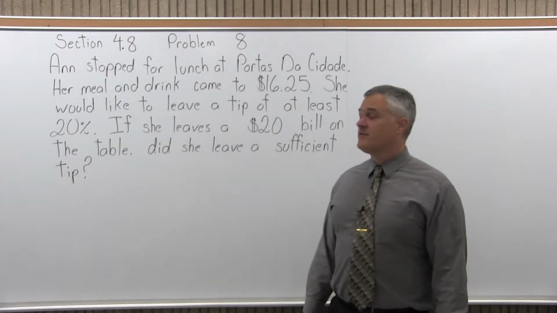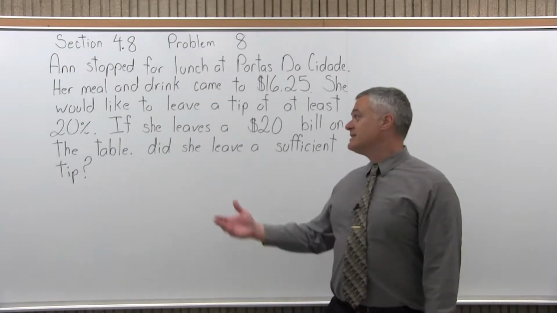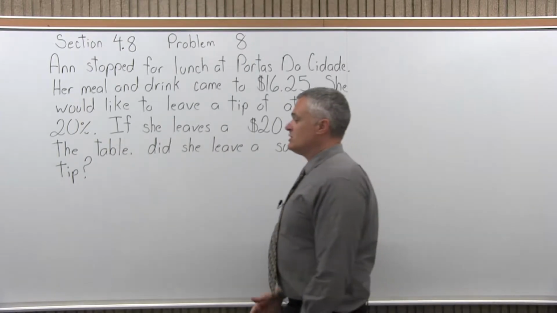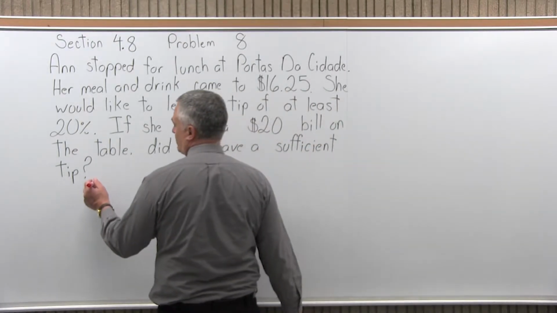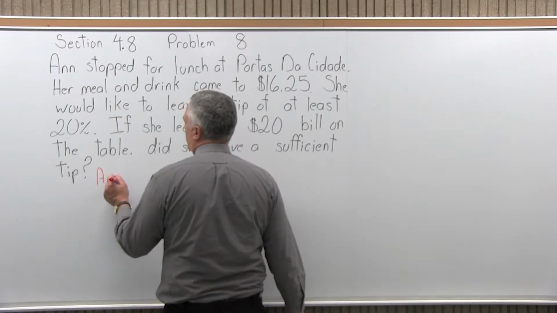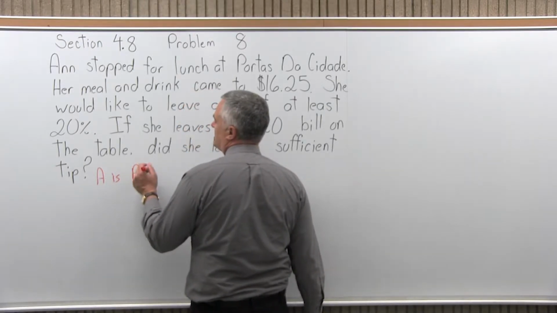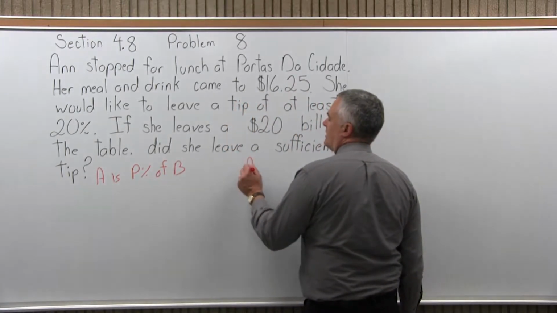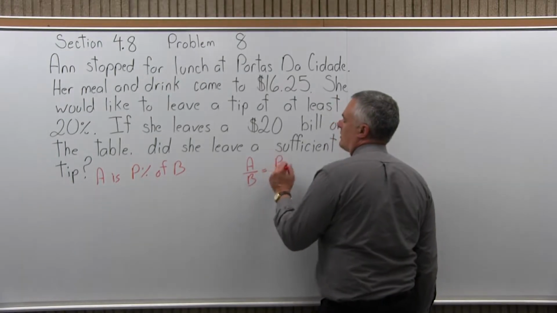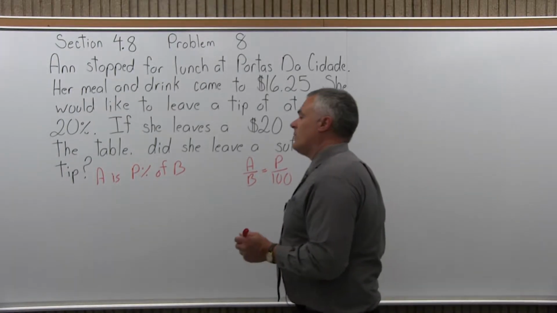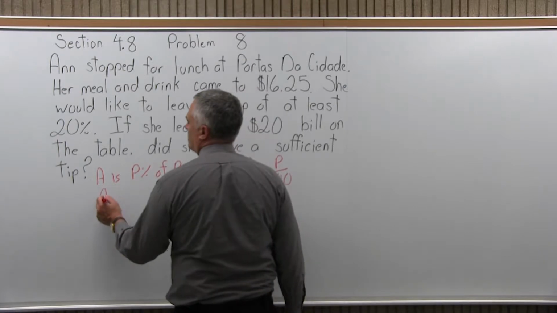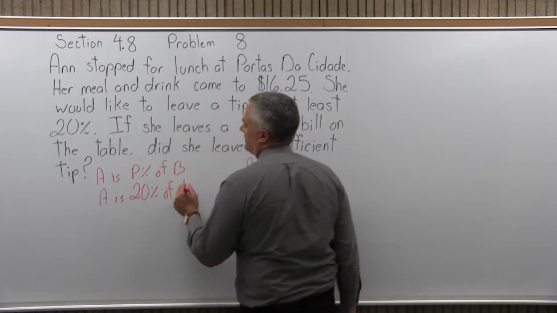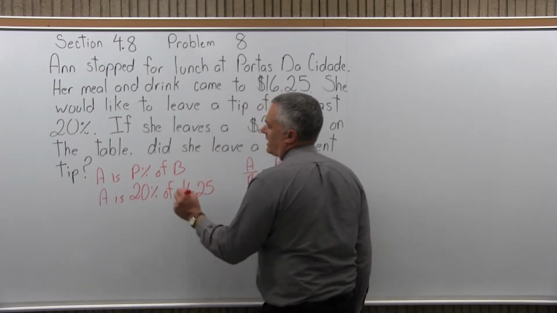So, first let's find out what a 20% tip would be, and then see if the difference between the 20 and the cost of the meal exceeds that amount. So again, the way I like to approach most percent problems is to try to rewrite the important parts into the sentence, A is P% of B. And if I can, then I use the formula A over B equals P over 100. So A, the tip I'm looking for, is 20% of the cost of the meal, 16.25.